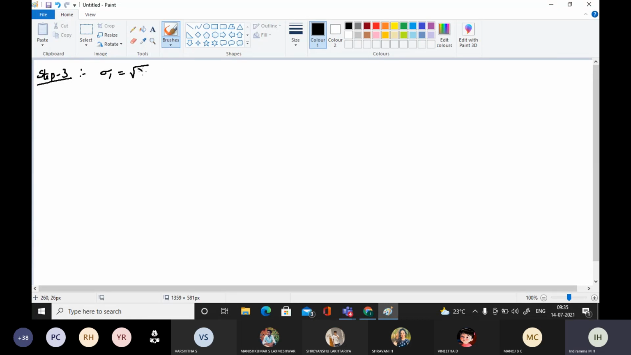Sigma 1 will be found by square root of lambda 1. What is lambda 1 we got? Lambda 1 is 3. So square root of 3, that is sigma 1. Next we have to find out sigma 2. Sigma 2 is square root of lambda 2. What is lambda 2? 2. So sigma 2 is square root of 2.